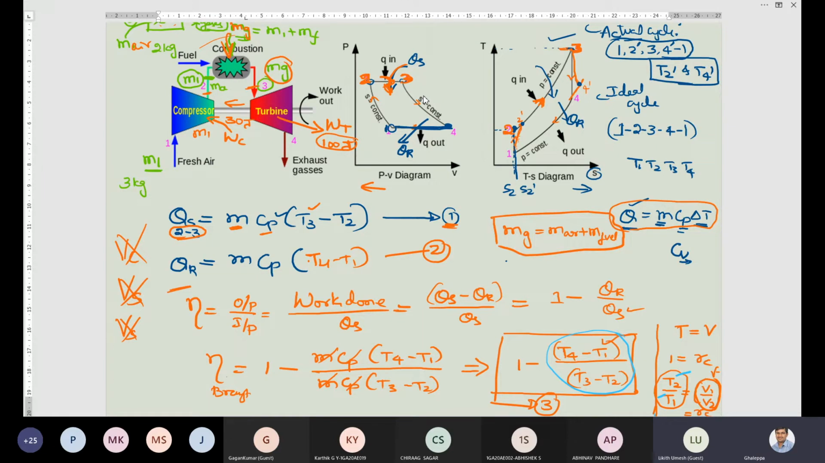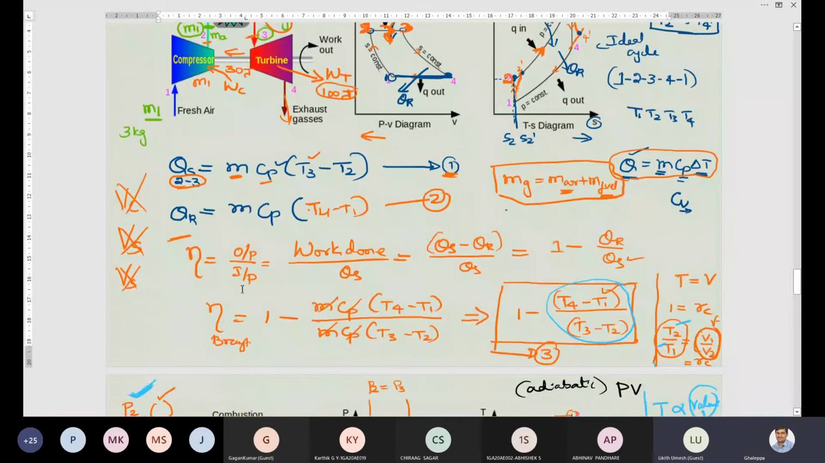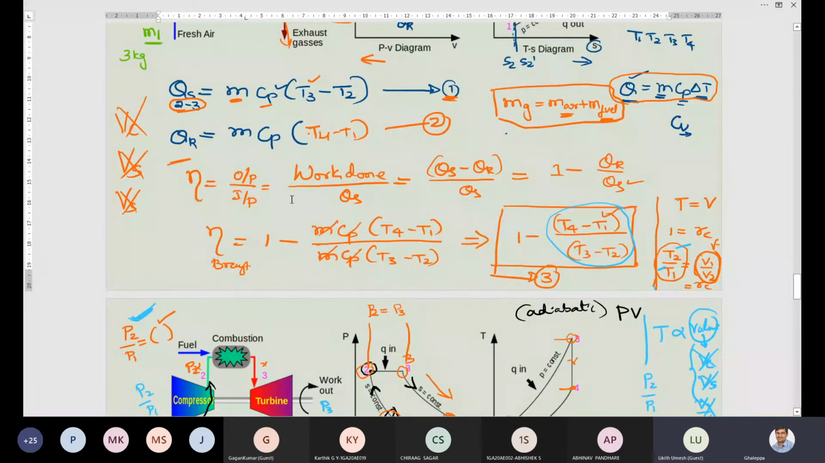The mass of gas inside the turbine. Here heat rejected is in the turbine only, no? It comes outside. Mass of gas is equal to mass of air plus mass of fuel. And we know the basic equation, efficiency is equal to work done divided by heat supplied. Work done is heat supplied minus heat rejected, divided by heat supplied. Simplify the equation and substitute 1 and 2, you will get it in terms of temperatures.